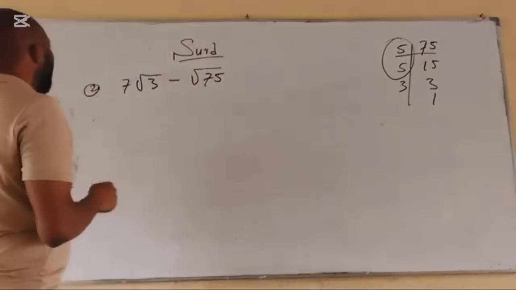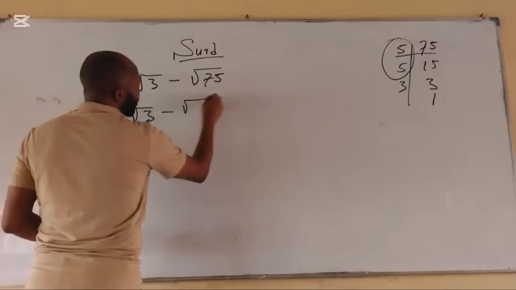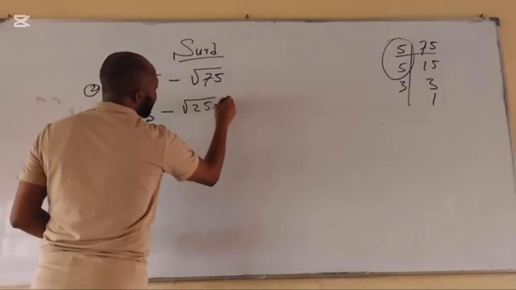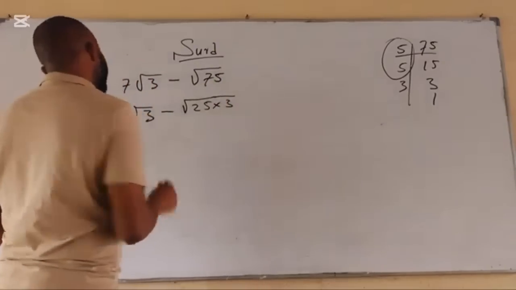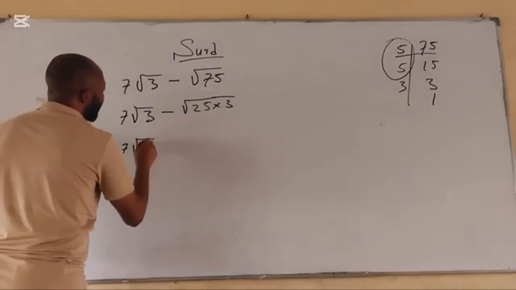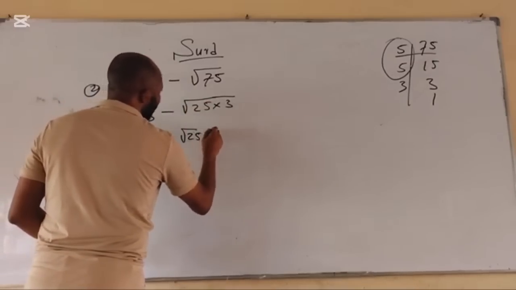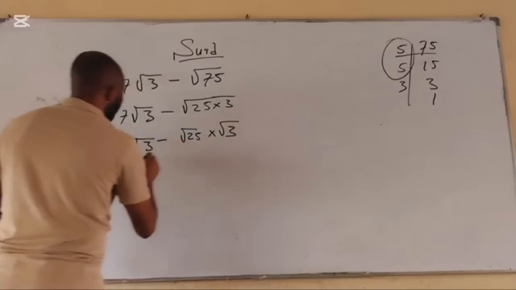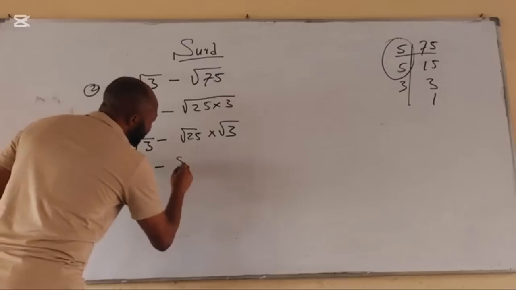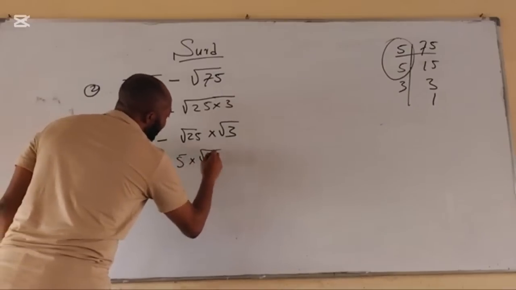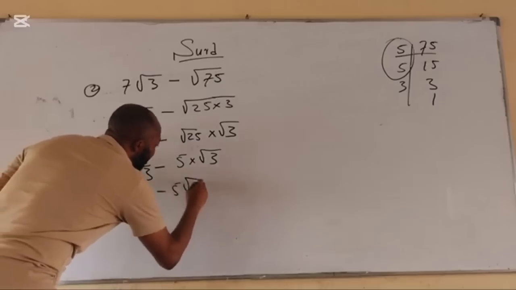So now I have 7 root 3 minus the root of 25 times 3. 25 times 3 is 75. I'm trying to simplify that. So I have 7 root 3 minus the root of 25 times the root of 3. Root 25 is 5, so 7 root 3 minus 5 root 3.